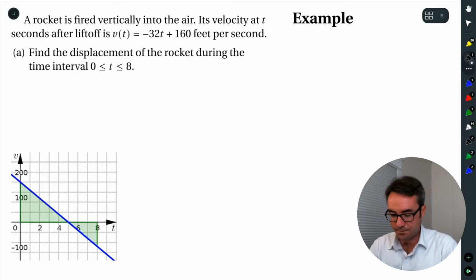All right, and we've graphed it here. So this is our velocity function, similar to that graph we were just looking at. So let's find the displacement of our rocket during the time interval from 0 to 8. Well, hopefully we're not traveling in this thing.